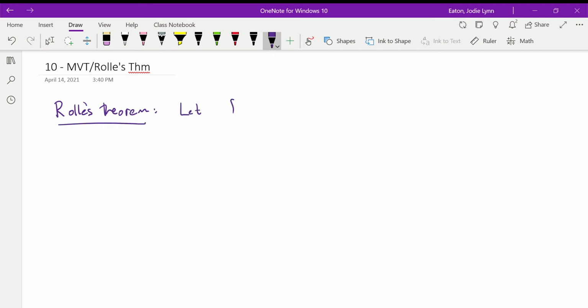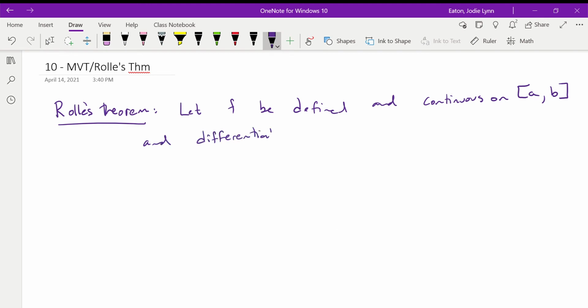Let f be defined and continuous on a closed interval [a, b], remembering that means it's continuous on the open interval and continuous from the right and the left on the endpoints, and differentiable on the open interval (a, b), meaning we can take the derivative at any point except the endpoints.